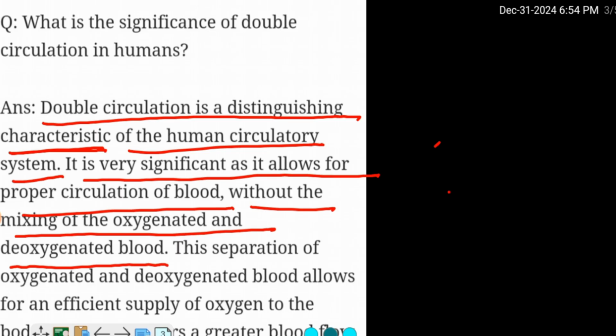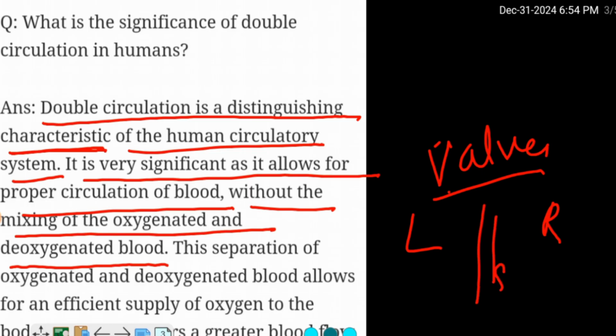So we have already just discussed that left deals with the oxygenated blood and right deals with the deoxygenated. More careful they are with the valves present inside the heart between the two upper and the lower chamber, so that there is no backflow. And yes, the left and the right is also separated by septum.